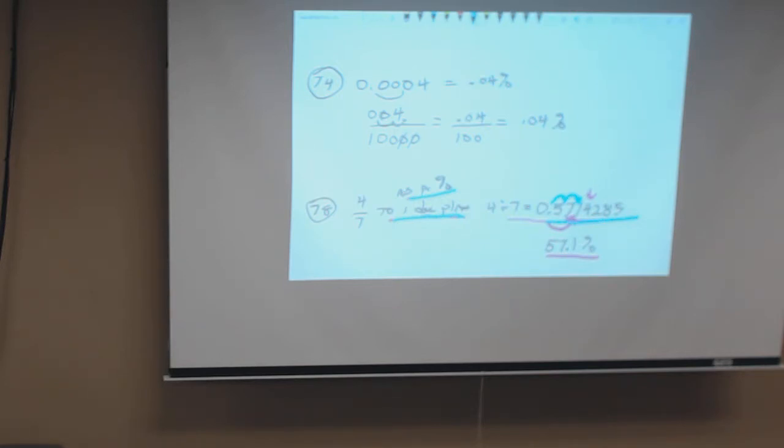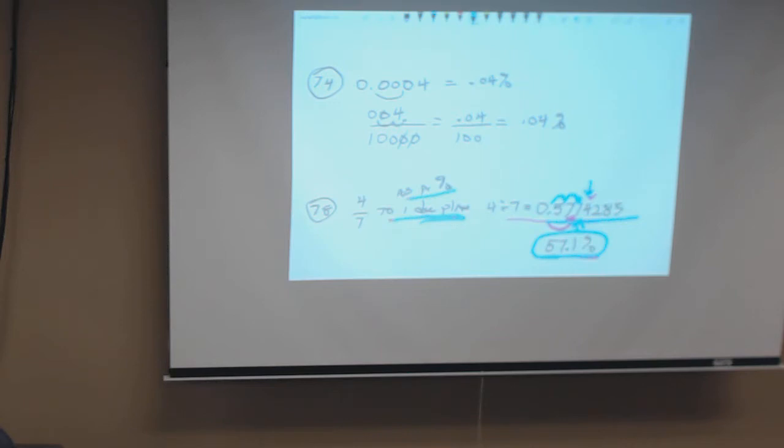But so that would be 57. But they want me to show it to 1 decimal place. So I look at the next place here, the 1, and do I leave it 1 or make it 2? And the 4 tells me I do what? I leave it at 57.1%. That's my answer.